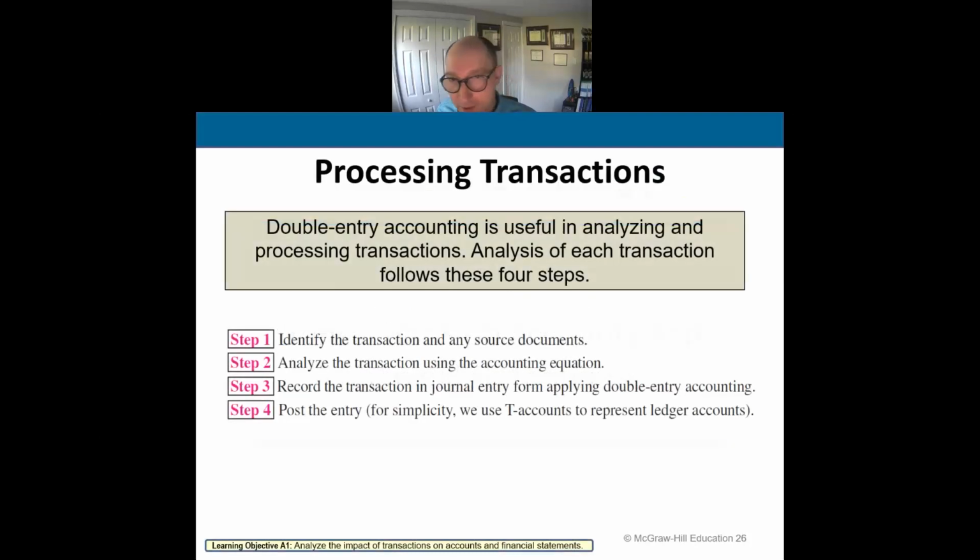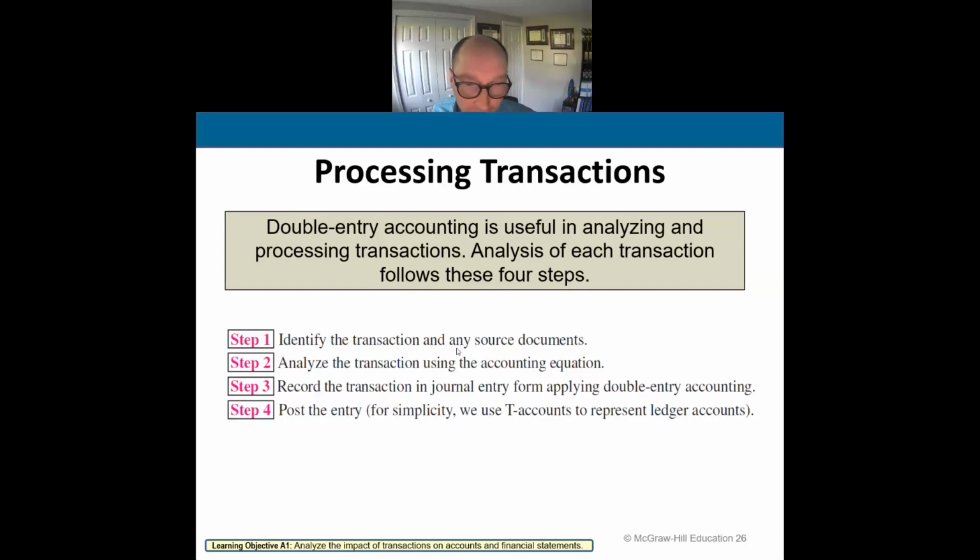So what happens when we record transactions? What happens to the accounting statements? The income statement, the balance sheet, the statement of cash flows. For every transaction, there is an impact to either the income statement, balance sheet, statement of cash flows, or all of them. Mostly all, typically all of them.